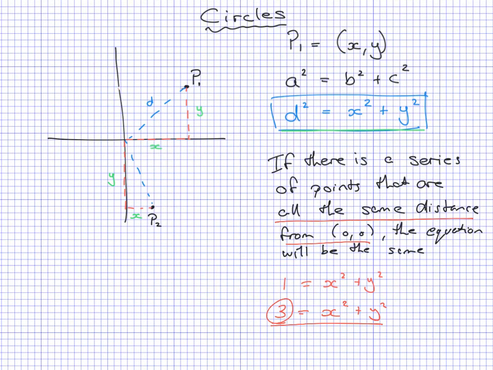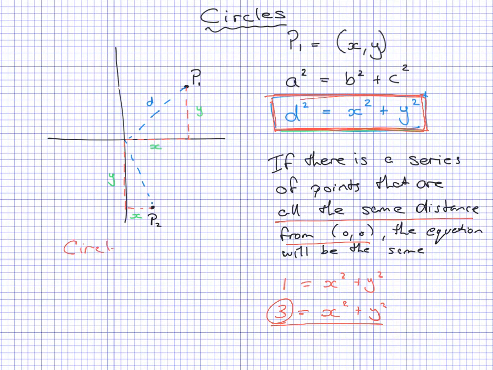So this is effectively the equation for a circle, because a circle is a set of points that are all the same distance from 0, 0. So we've just modified Pythagoras to help us and come across the formula for a circle. All right, so lock this away.